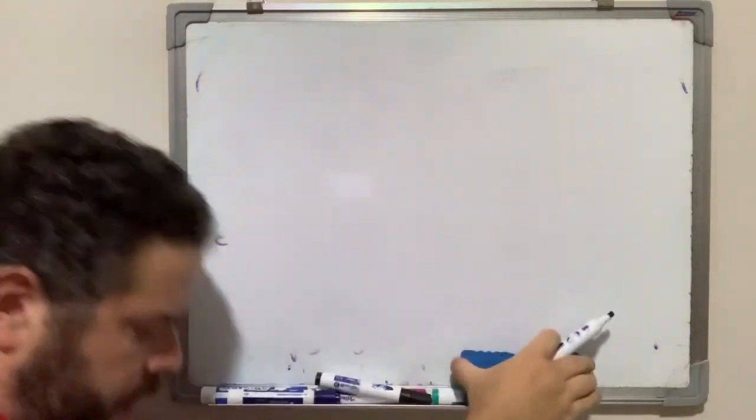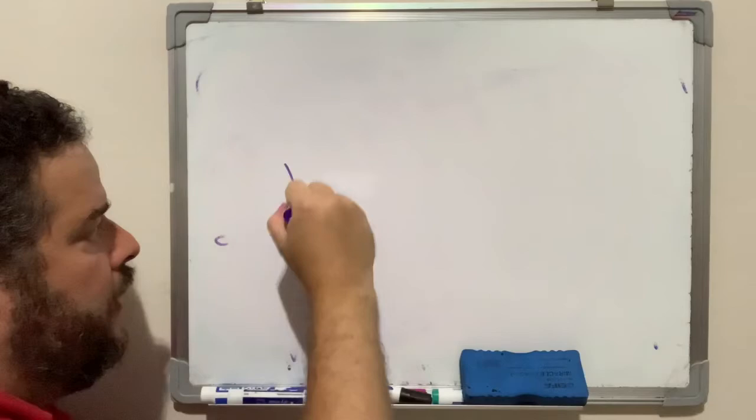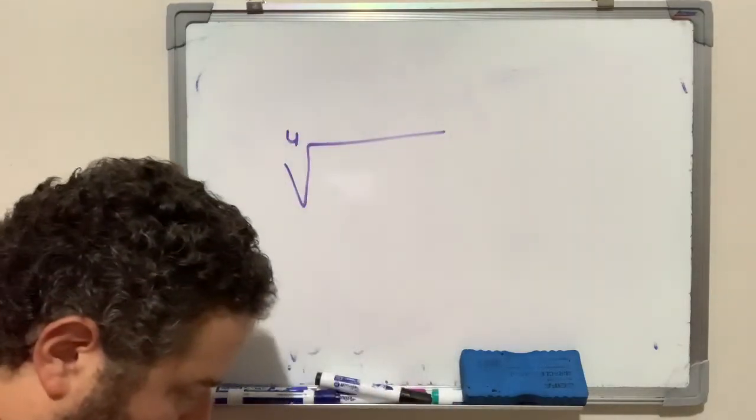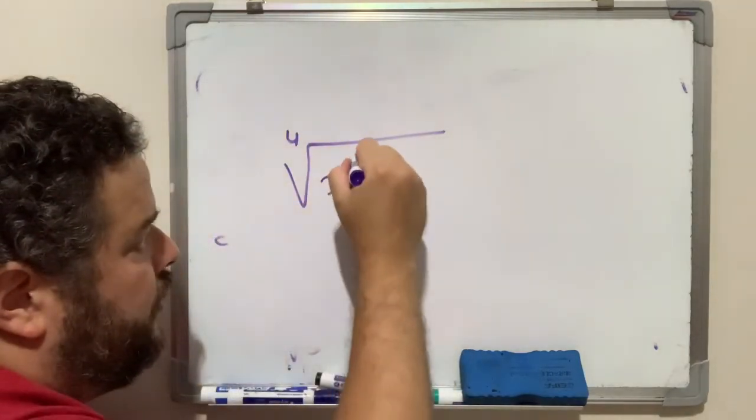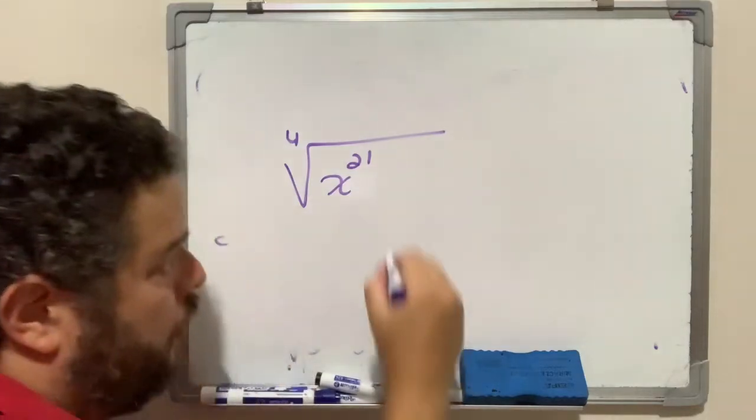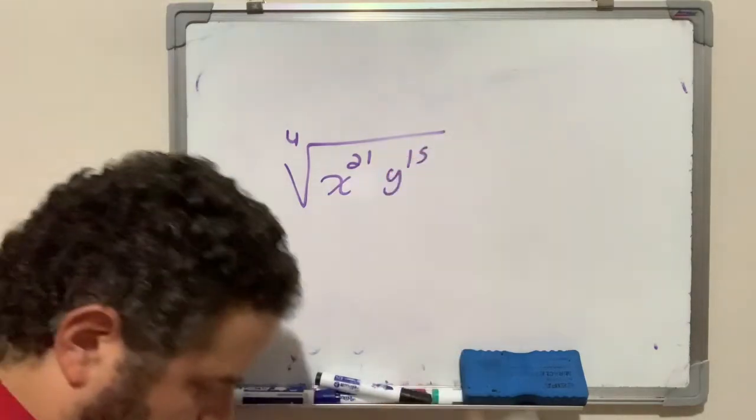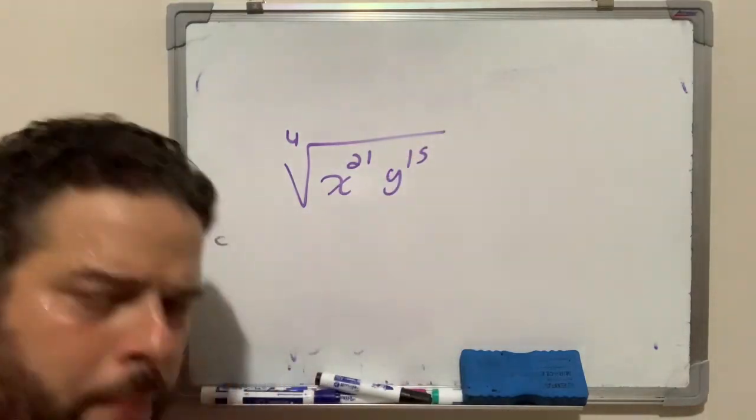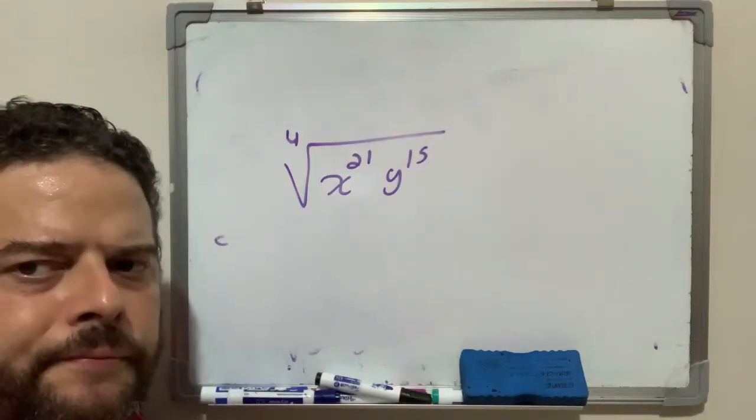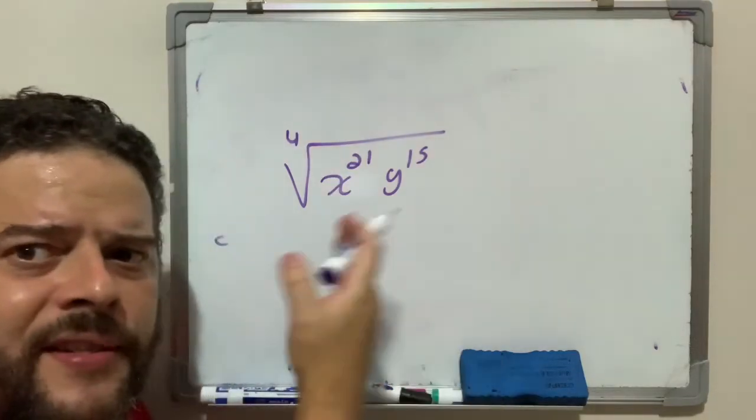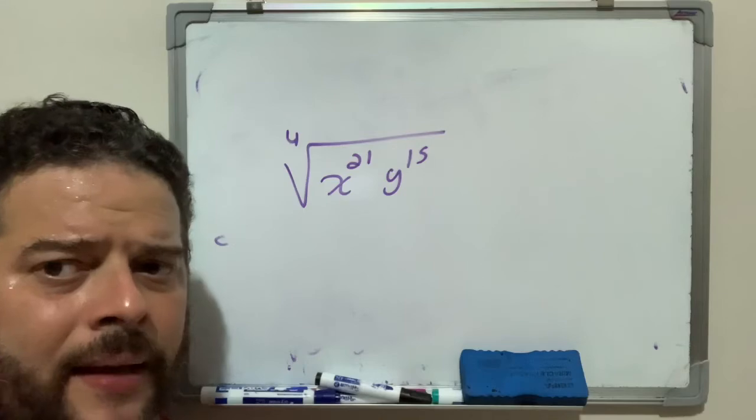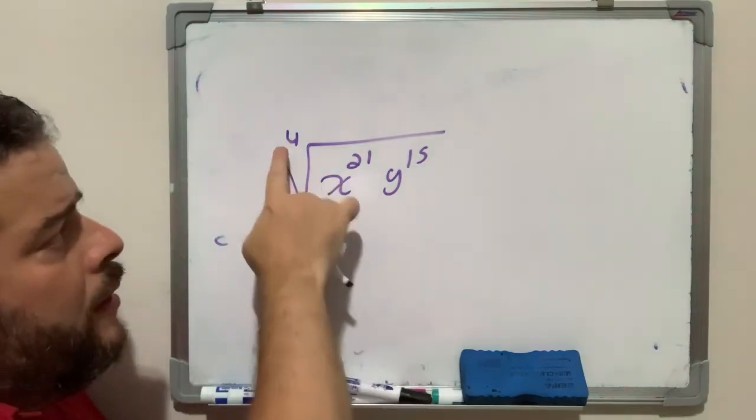Let's go over the last example. Again, 4th root of x to the 21, y to the 15. Now, if you note, the book does a whole bunch of operations or process just to clear this up. Again, you can just do the whole total thing.